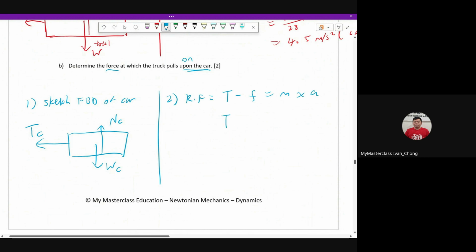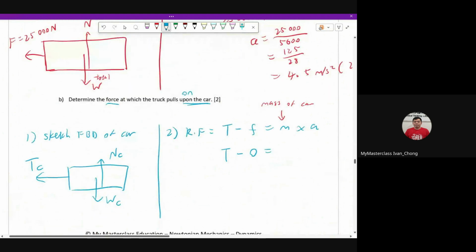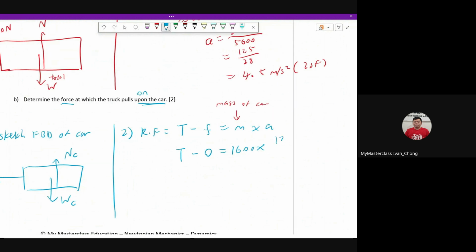We don't know what is tension. Friction is 0. Now take note, let's not make the same mistake. This is the mass of the car. Okay, so scroll up. Your car is 1,600. What's your acceleration? Acceleration is the one on top, which is found earlier on. Take note, we use the fraction. So this value times 1600, you end up with another weird number.